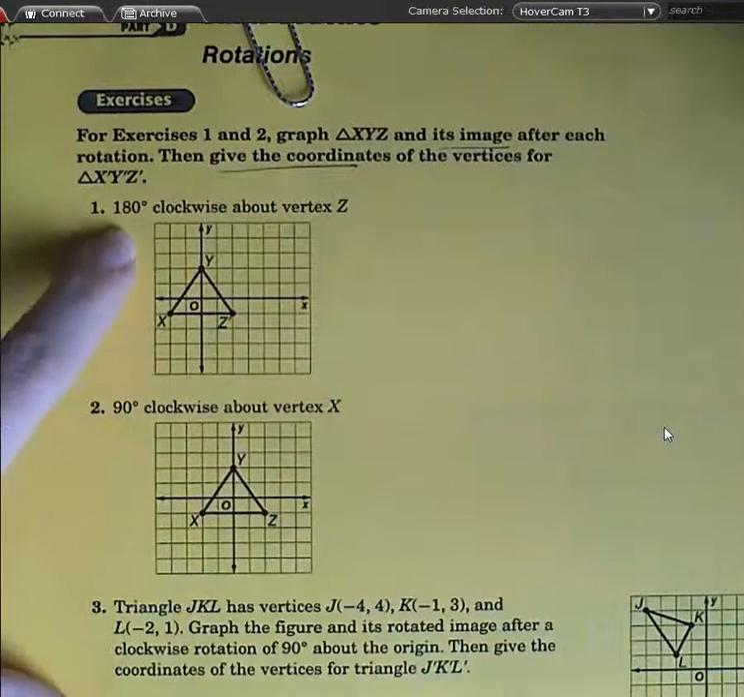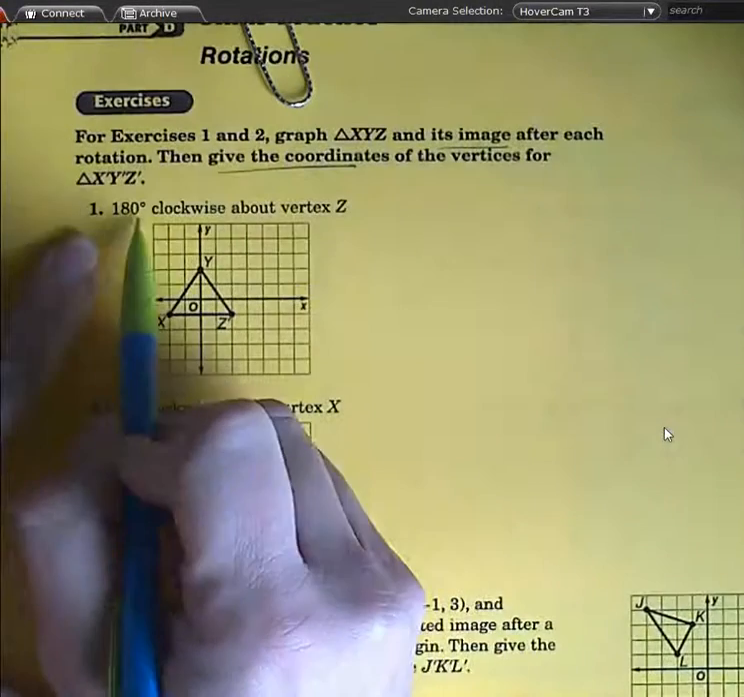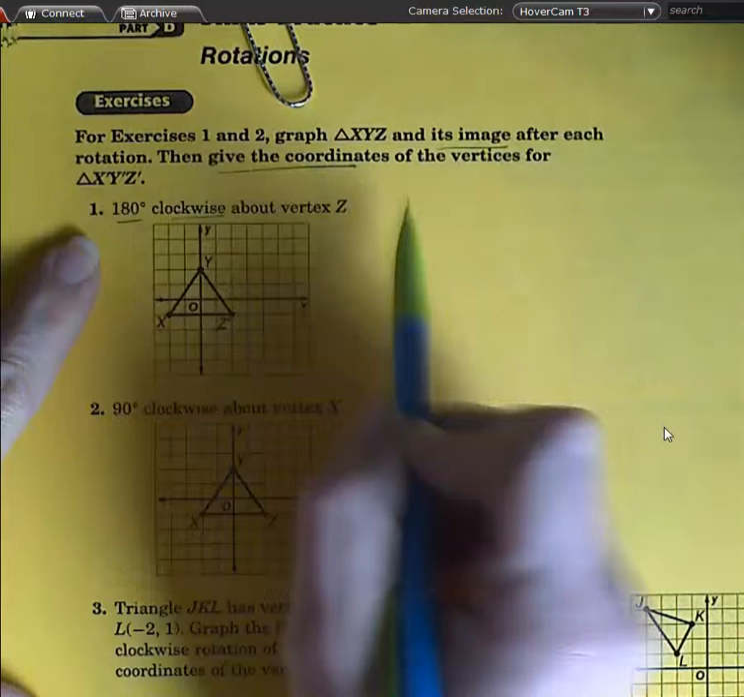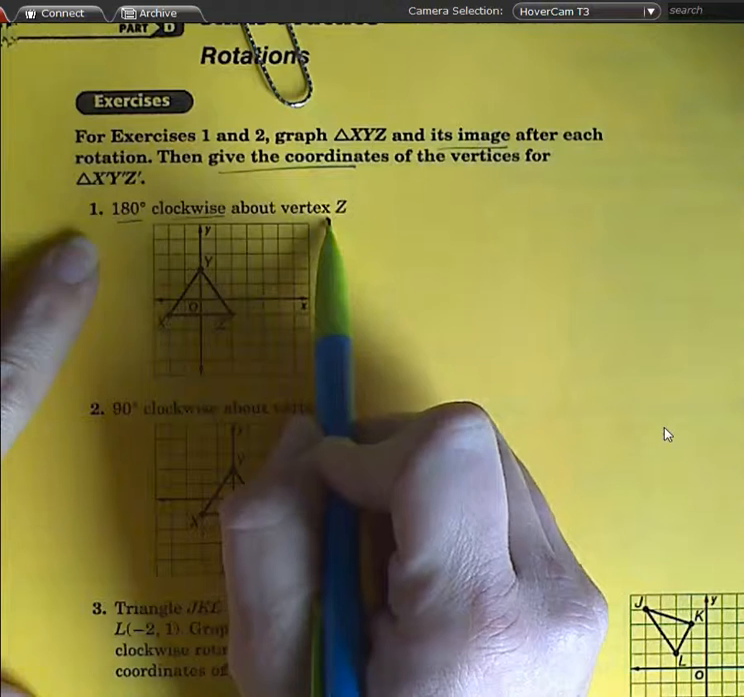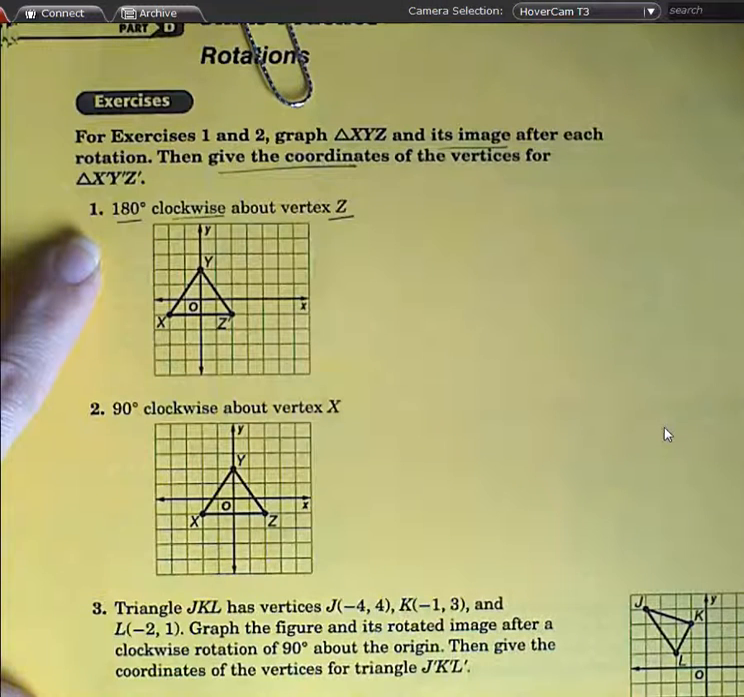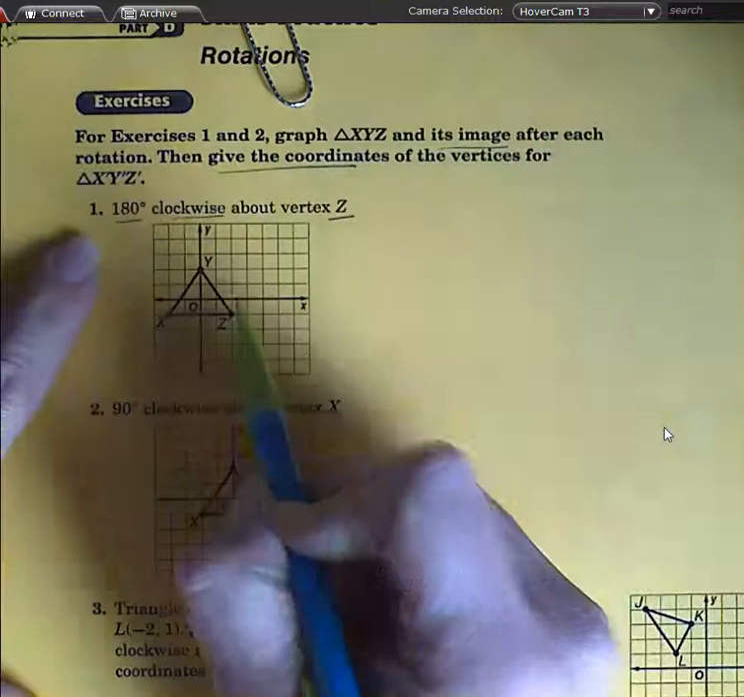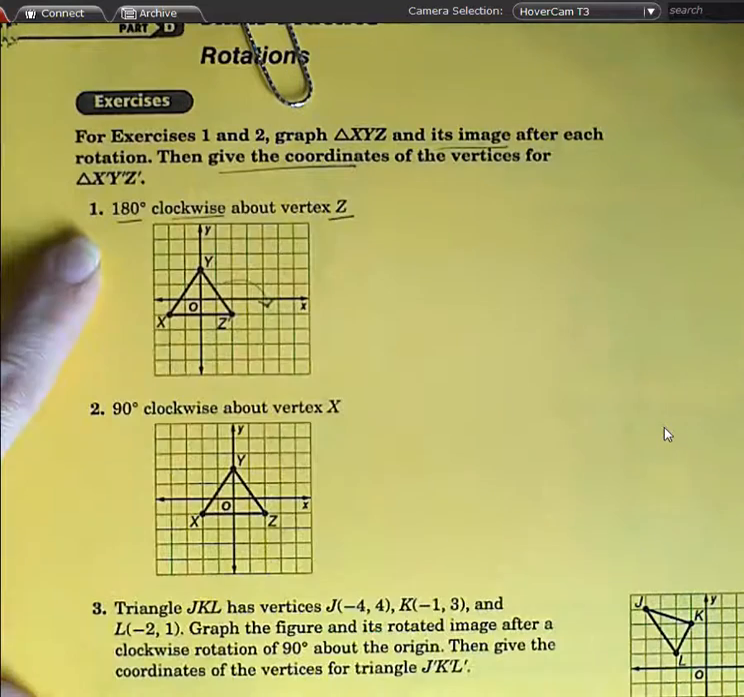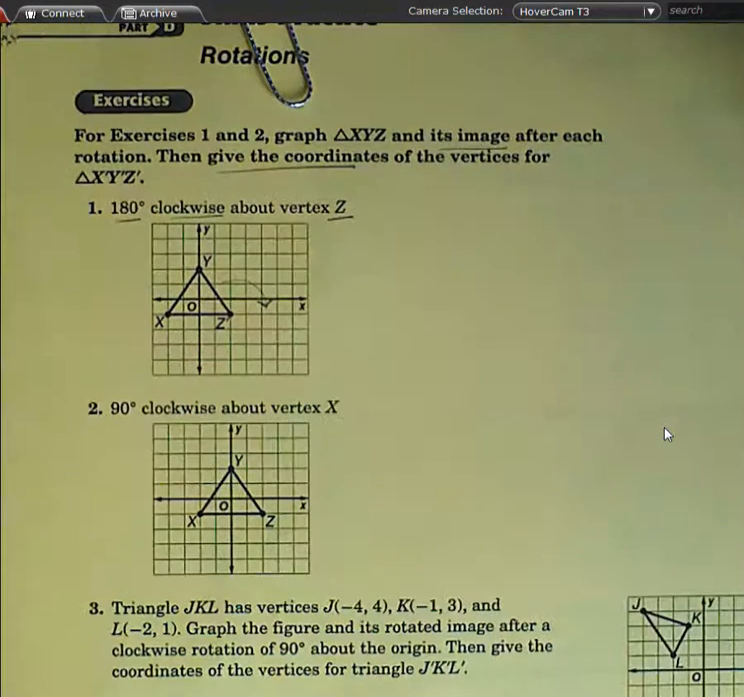So for number 1, we are going to rotate the shape 180 degrees clockwise about the vertex Z. Clockwise is which way? Right. Clockwise means how the clock goes, this way. Okay? But it's not on the origin, is it? It's not on the origin.